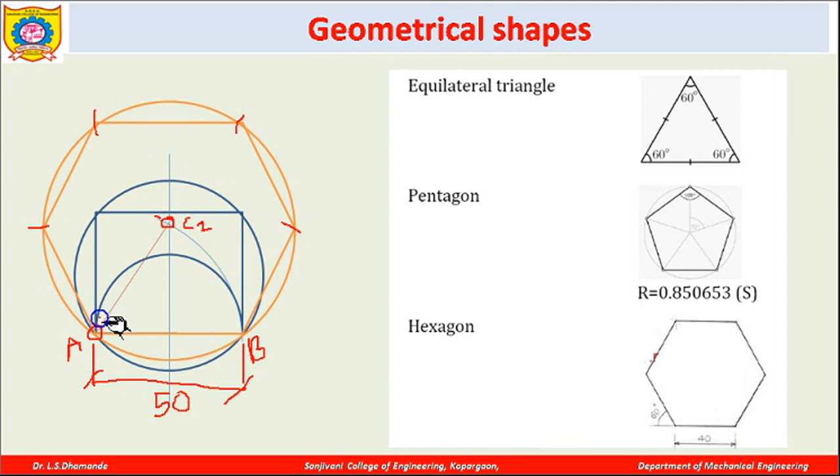So like this you will find that this circle will be now divided into 6 equal parts, and once you join this, you are getting this particular hexagon.